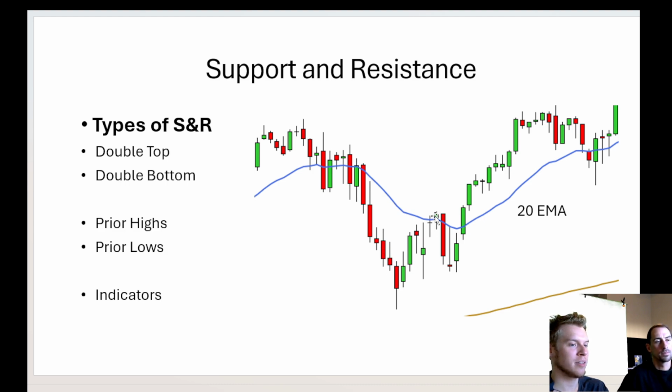Tries to get above it here and can't, and sells off. It does manage to break above it here, and then look at what happens the first time it pulls back to it. It bounces off of it here and goes higher.